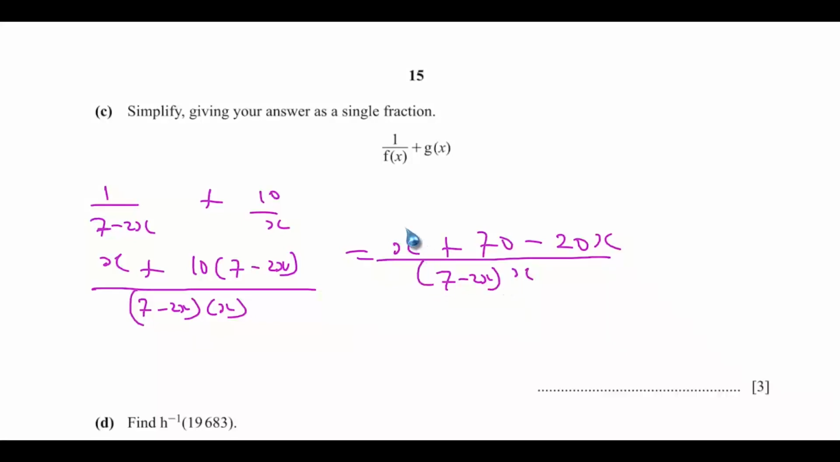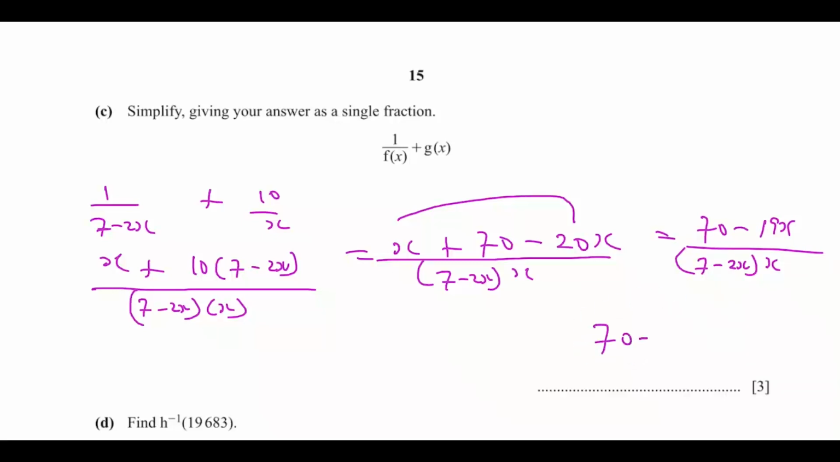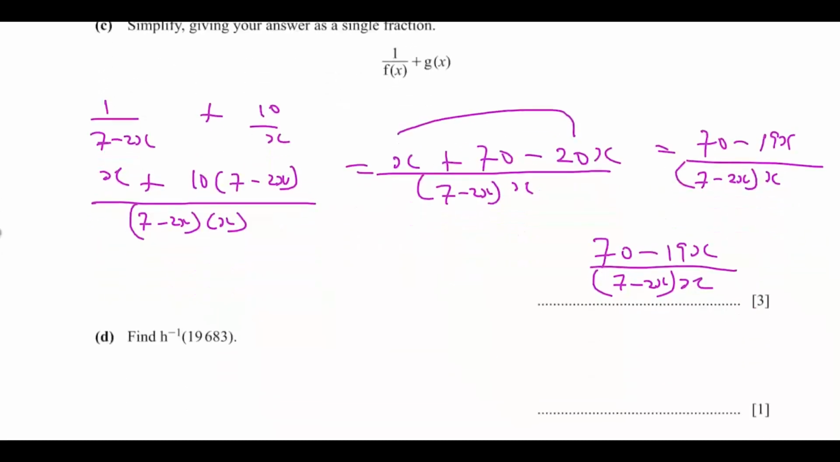So this and this are like terms. So that will give you minus 19x. So you can have 70 minus 19x over 7 minus 2x into x. So the final answer will be 70 minus 19x, everything over 7 minus 2x into x. So let's go to part D.